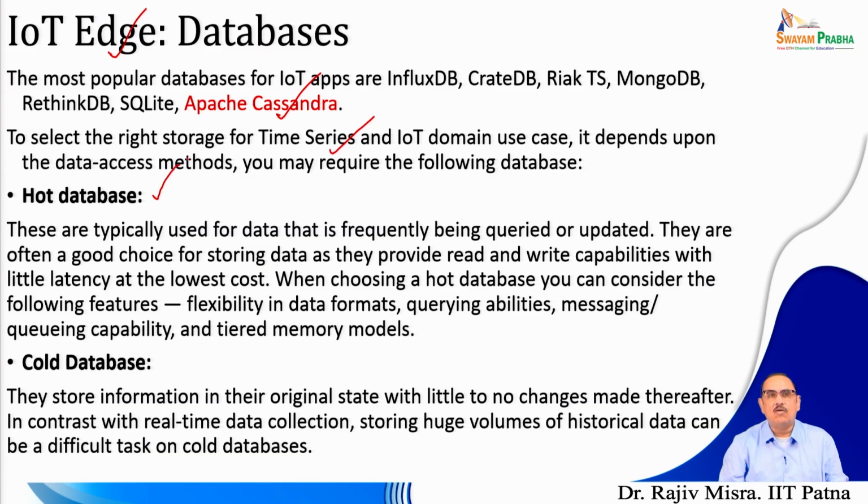So, first one is called the hot database, the second one is called the cold database. Hot database means the data that is frequently being queried or updated, often a good choice for storing the data as they offer read and write capabilities with little latency at the lowest cost. Whereas, cold database means data stored in its original state with little or no changes made thereafter.